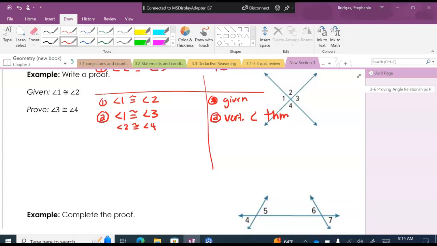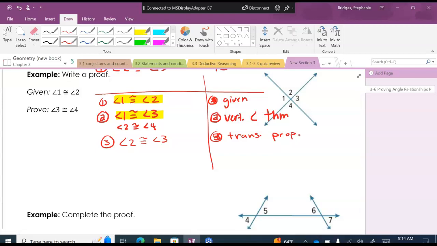Now we have to be careful because we're dealing with congruence here. So we're going to break this down into a couple of different pieces. If 1 is congruent to 2 and 1 is also congruent to 3, what two angles could I say are congruent because of the transitive property? I keep writing the wrong number. Is that what I'm trying to prove, though? No.